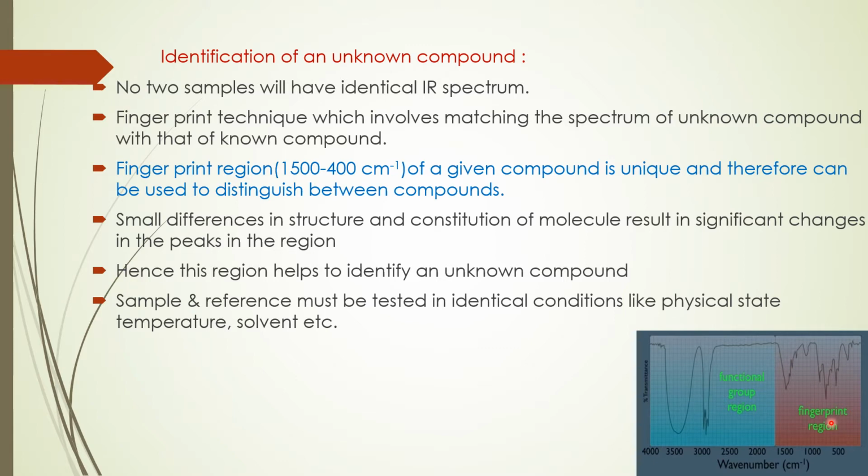Once you think you have identified an unknown compound, you can compare its IR spectrum with that of a known sample of the compound. Small differences in structure and constitution of a molecule result in significant changes in the peaks of this region. The major thing is that sample and reference must be tested in identical conditions like physical state, temperature, solvent, etc.